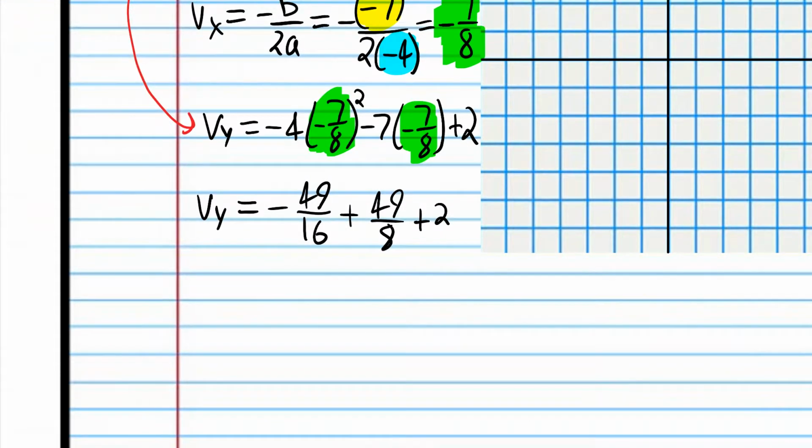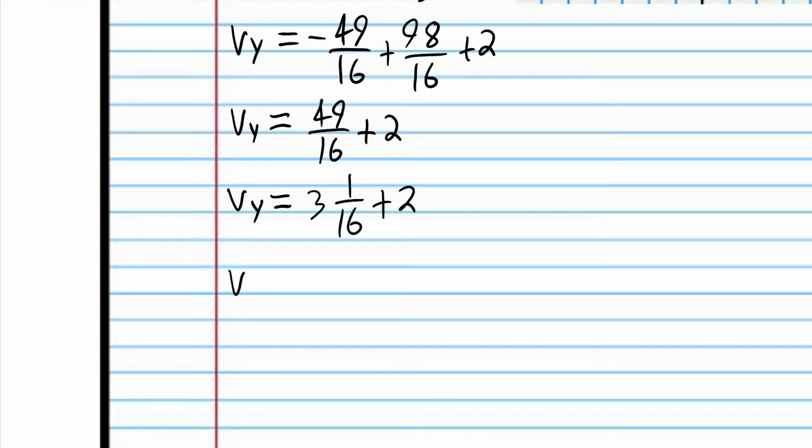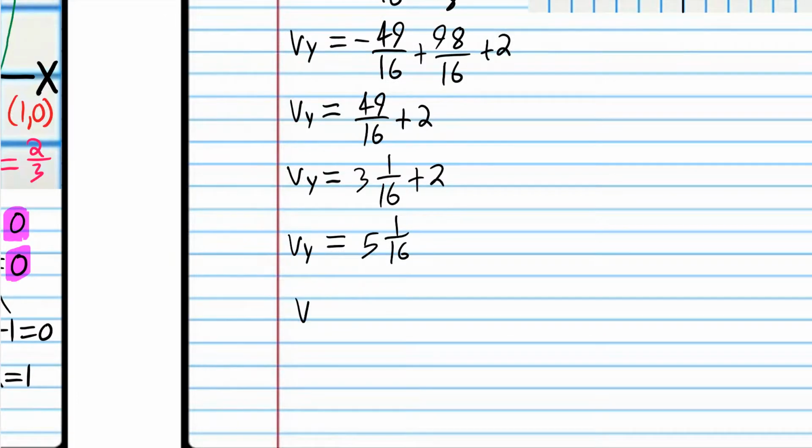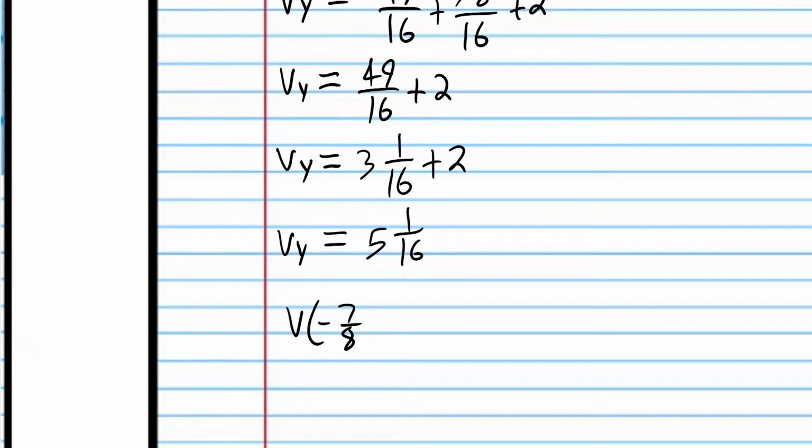Then we need a common denominator. We don't have a common denominator, so we're going to multiply both sides of this fraction by 2 to get 98 over 16. So 16 goes into 49 3 times with a remainder of 1. And if we add those together, we get 5 and 1/16. So the vertex is negative 7/8 and 5 and 1/16.